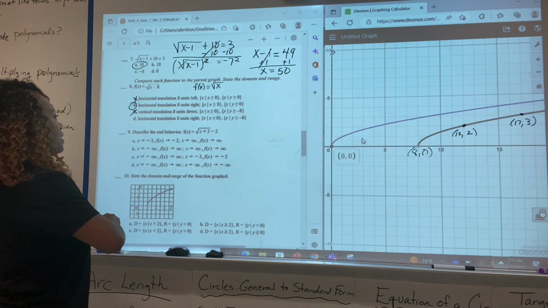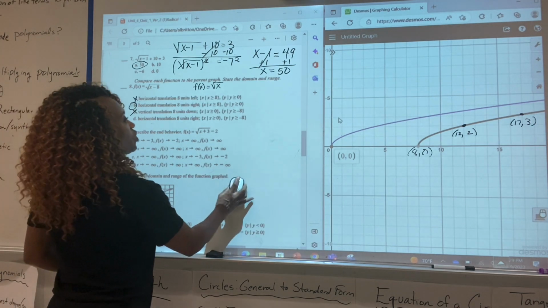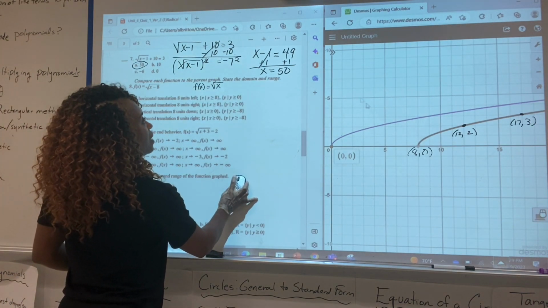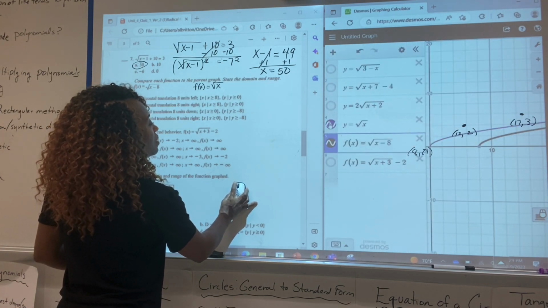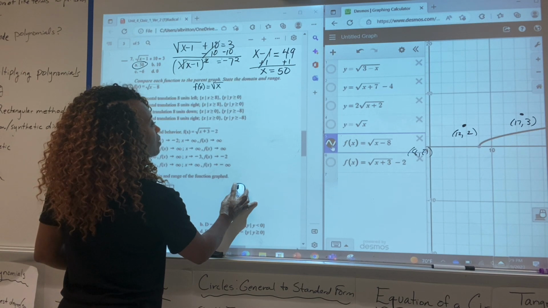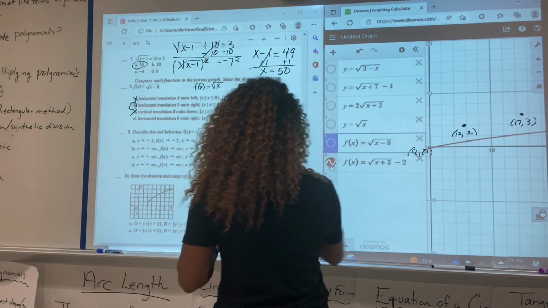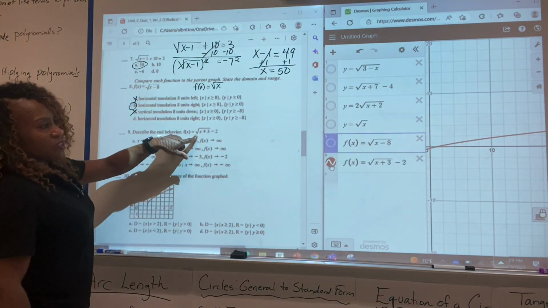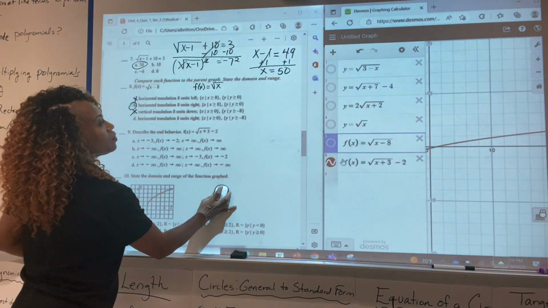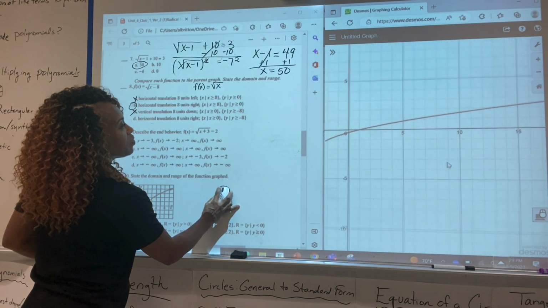Okay, number 9. Describe the end behavior of the square root of x plus 3 minus 2. So let's go ahead and we're going to open the pane back up because I've already graphed it. I'll just go ahead and show it now. So let's show that. And we're going to clear this up. The square root of x plus 3 minus 2. Close the pane so we can get a better look at it. And let's move the graph up.